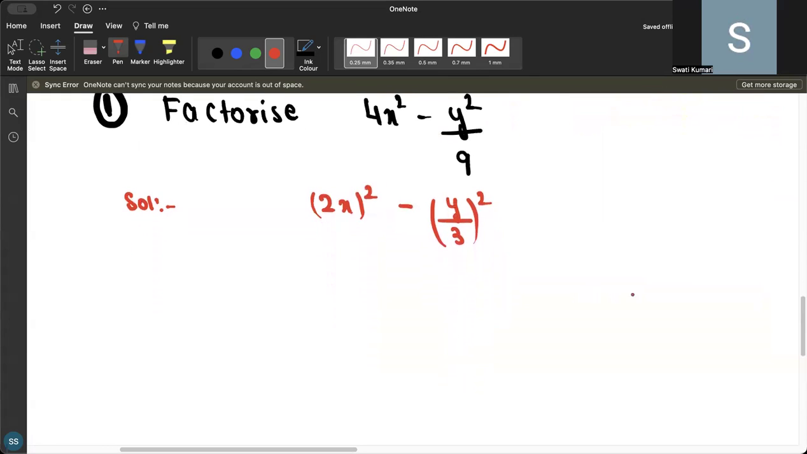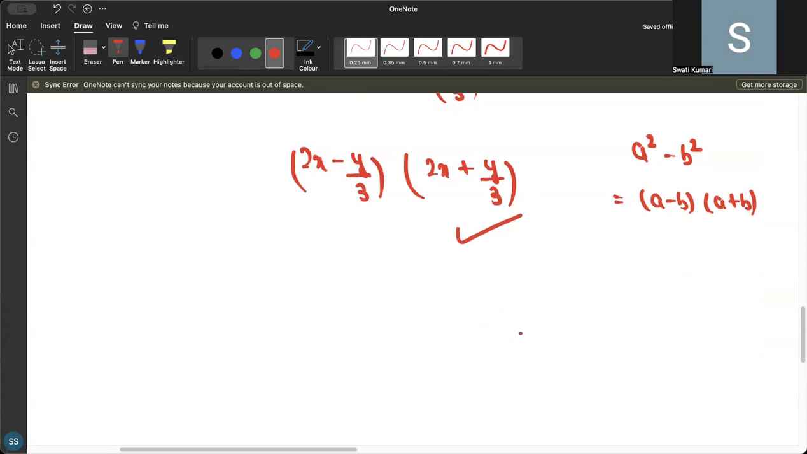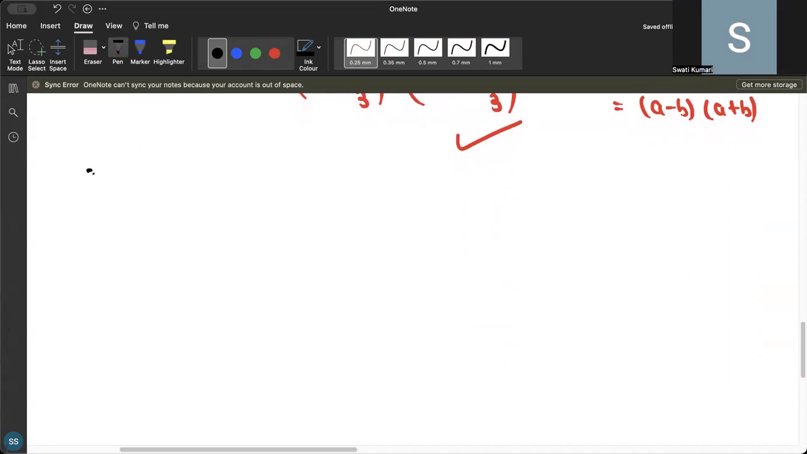After this, here I'm going to use one algebraic identity, which is a square minus b square. What is a square minus b square? Formula a minus b times a plus b. Using this formula, this will become 2x minus y by 3 times 2x plus y by 3. And this is the answer. This is the factorization, and we are done. Next question. Basic questions I'm taking because I want you to understand all the basic things first, and then we can go to the advanced level as well.